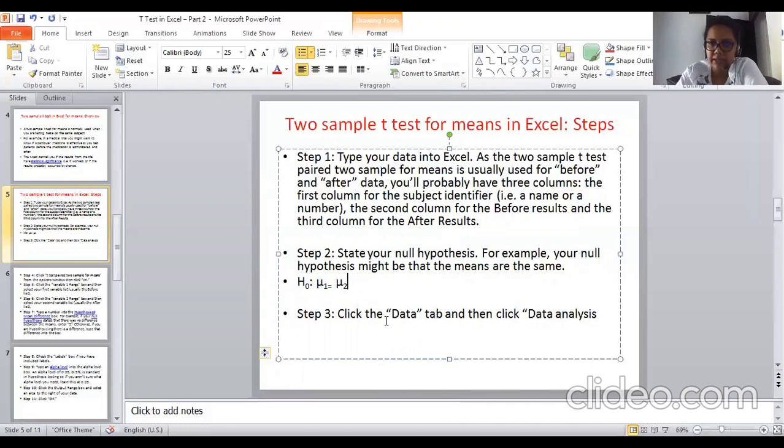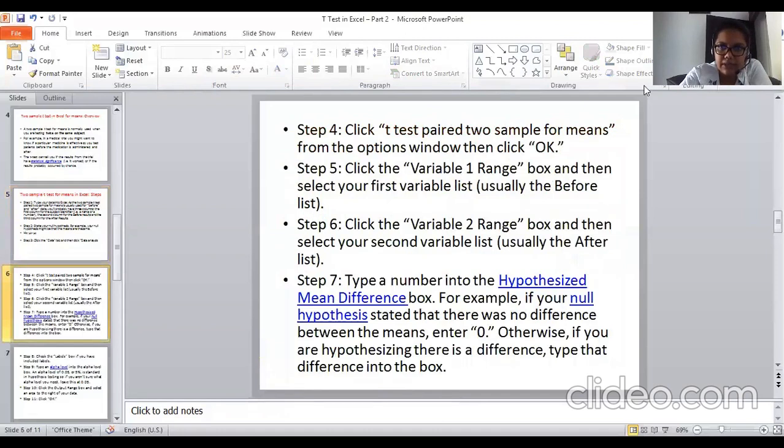Then we are asked to click the data tab, then data analysis, then t-test. I told you that in Excel we have a few options, but in this particular example we have the same subject examined after a certain change. That's the reason why we are using the t-test: paired two samples for means. That test is used in such examples where you have the same subject considered.